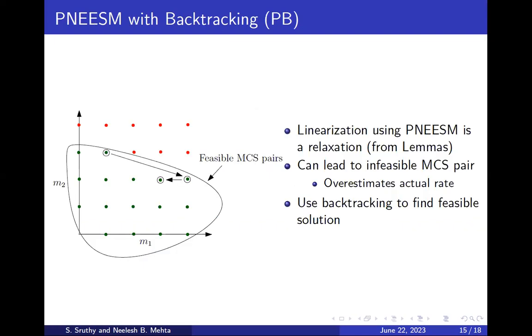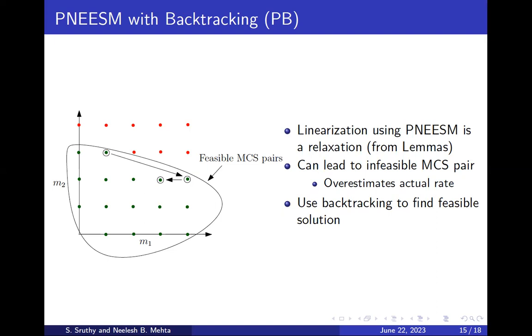Here, since this is a relaxation method, because we have used the upper bounds for the effective SNRs, it can lead to an infeasible MCS pair, and thus it overestimates the actual range. In such conditions, we have to use backtracking to find the feasible solution.